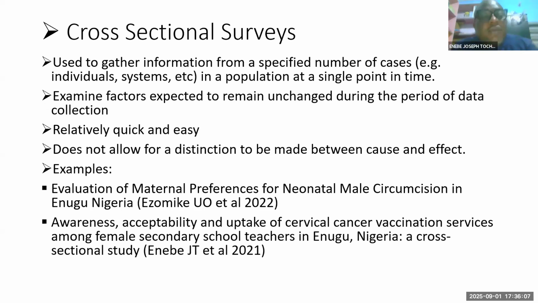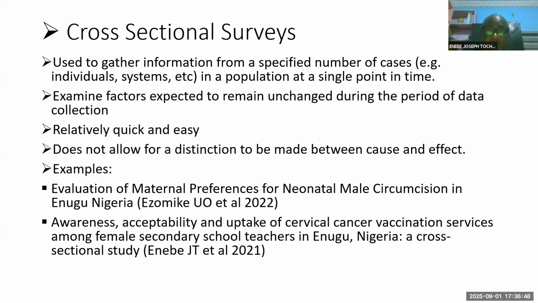So let's move forward. We now go over to cross-sectional surveys. Cross-section means you are making a slice at a given point in time. You use it to gather information from a specified number of cases, individuals or systems in a population at a single point. In cross-sectional studies, you want to know the number of women that take folic acid in the antenatal period when they are pregnant. So that's just a cross-section.